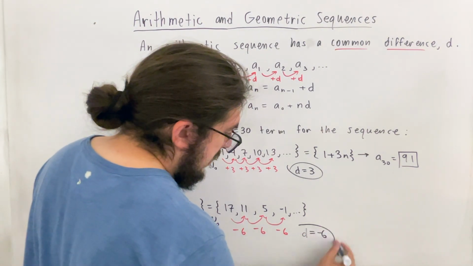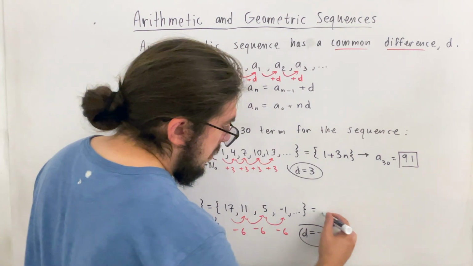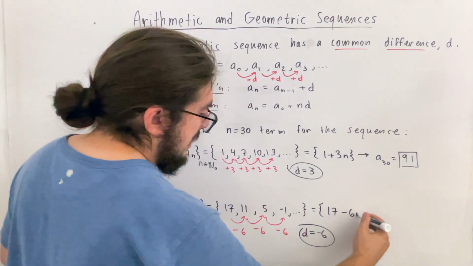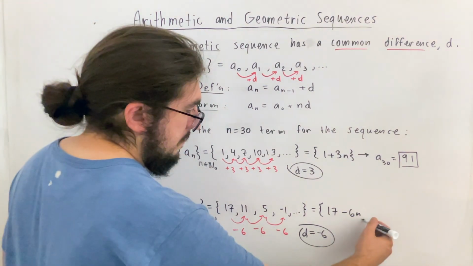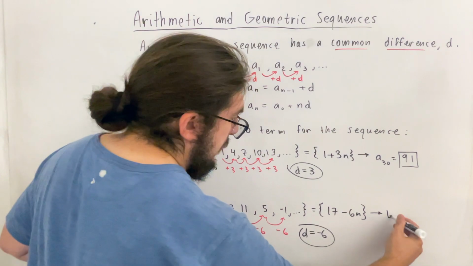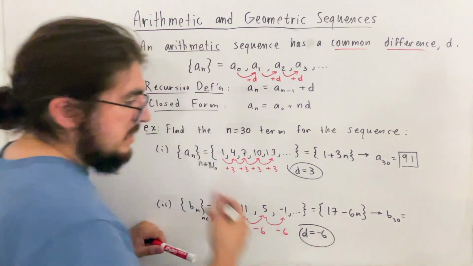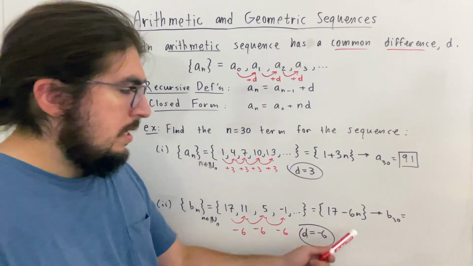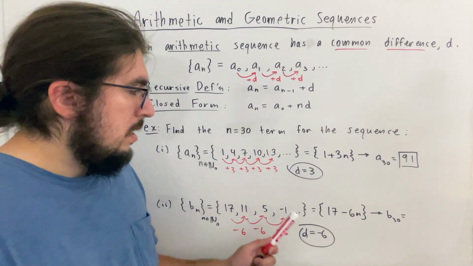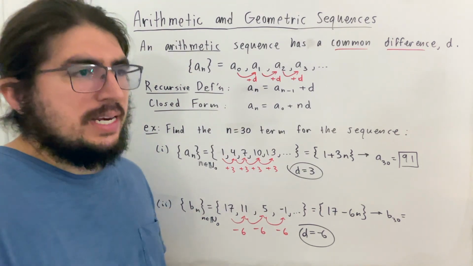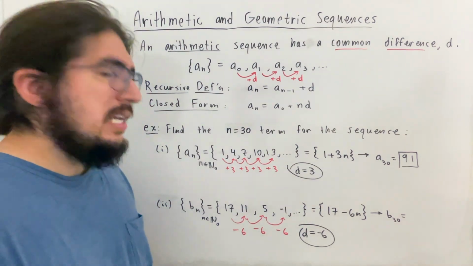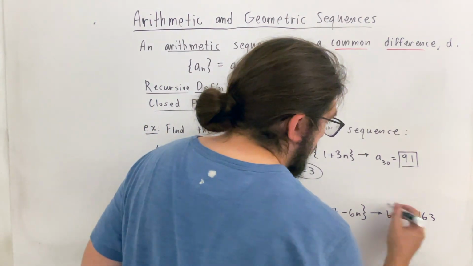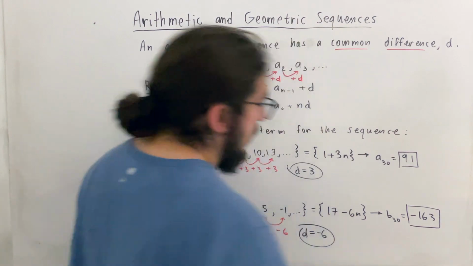So very quickly we can see that the closed form is going to be a0 plus negative 6 times n. So then b sub 30, the n equals 30th term of the sequence, plugging 30 into this, we get, well, 6 times 30 is 180. So we have 17 minus 180, which is negative the quantity 180 minus 17, which I guess is 163. So I'm getting negative 163 for that. Perfect. Awesome.